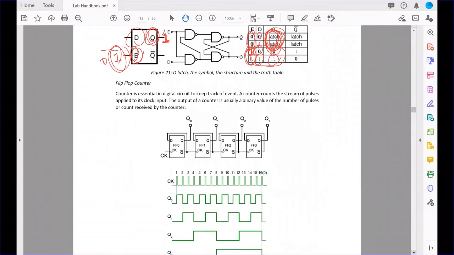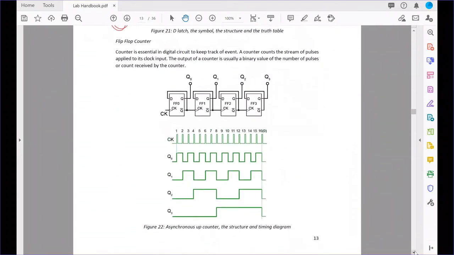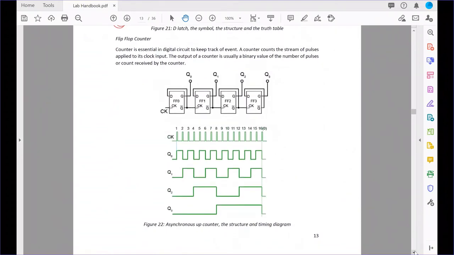Okay, then by using those latches and flip-flops, you are able to build the flip-flop counter, which helps you to count the values. So this is one of the ways they build the 4-bit counters. Okay, by using these connections, you are able to count from 0000 up to 1111.